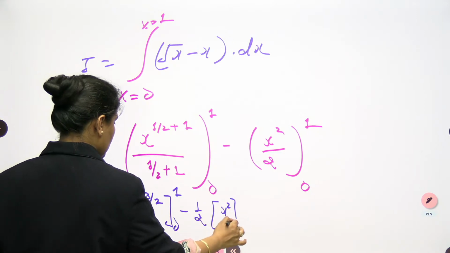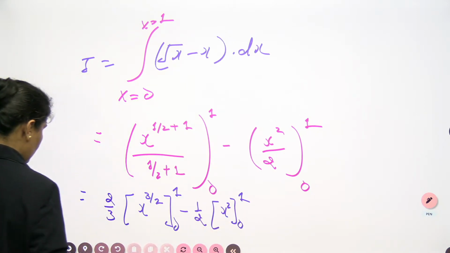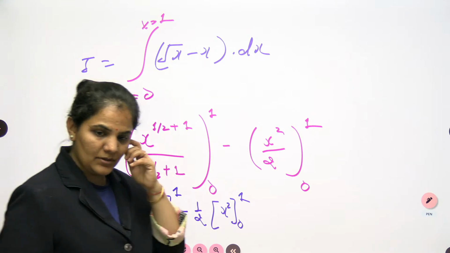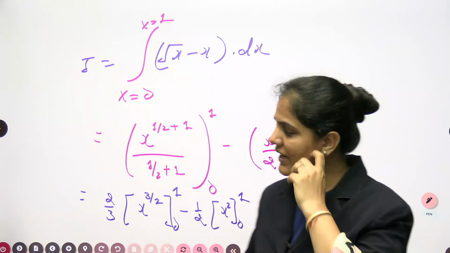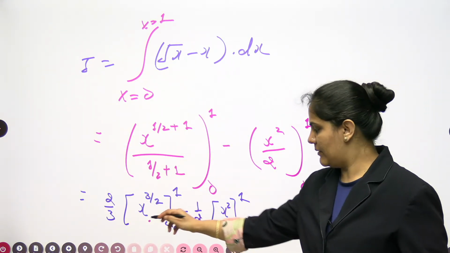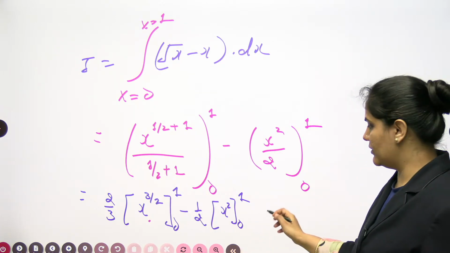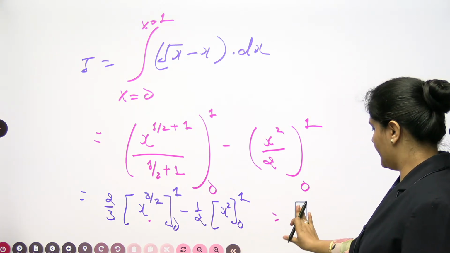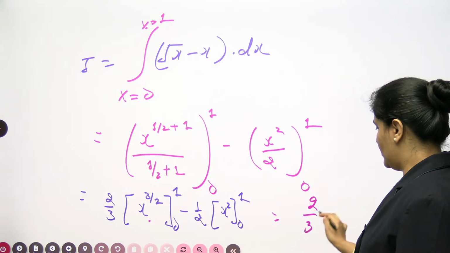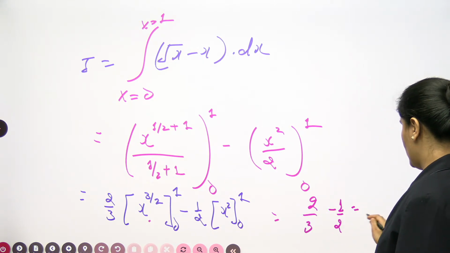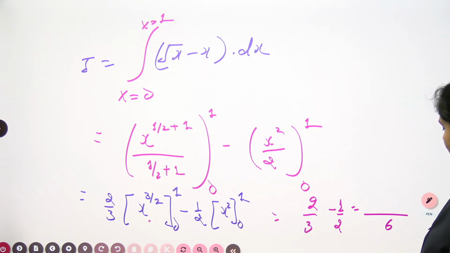The limit is 0 to 1. When we put the limits in, for 1 we get 1, and for 0 it is 0 only. So ultimately I have 2 by 3 minus 1 by 2. You can solve by taking the LCM as 6.